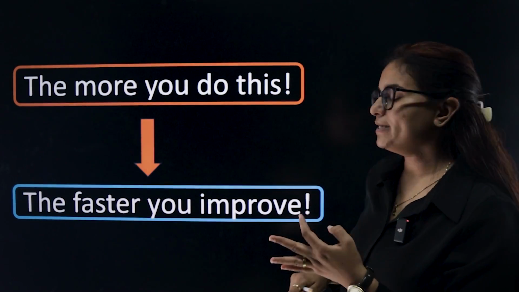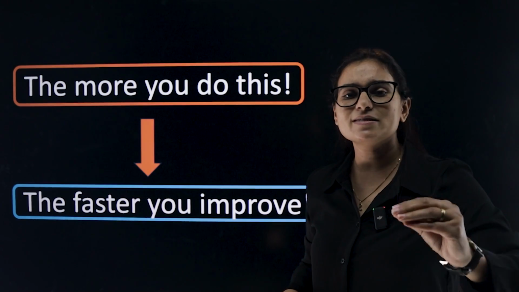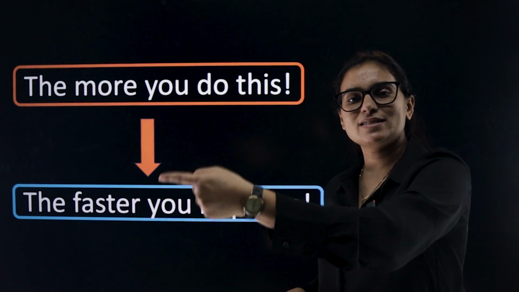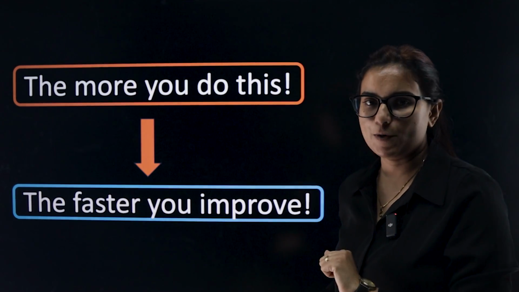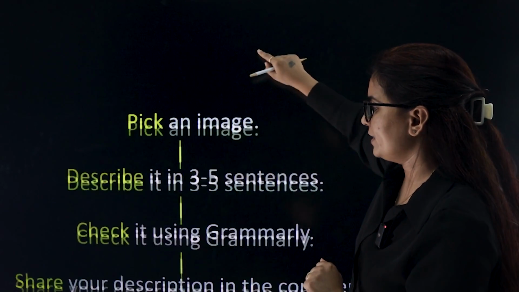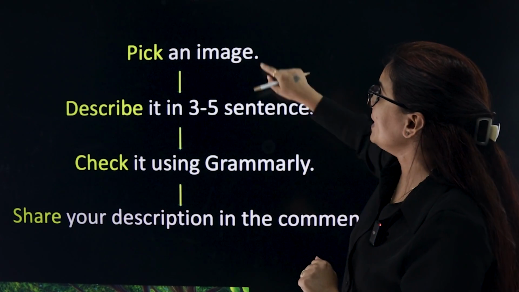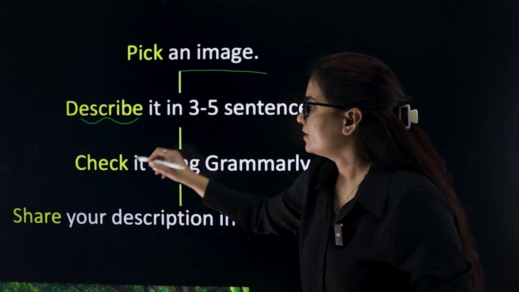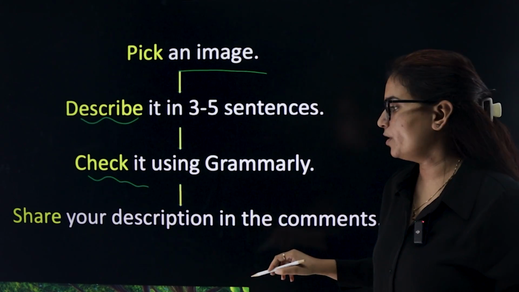The more you do this, the faster you improve. This is the simple trick. 10 exercises, write them down. Next 10, record them and speak out loud. And lastly, call to action I have for you is pick an image, any image, pick any image. Describe it. Check using Grammarly and Quillbot.